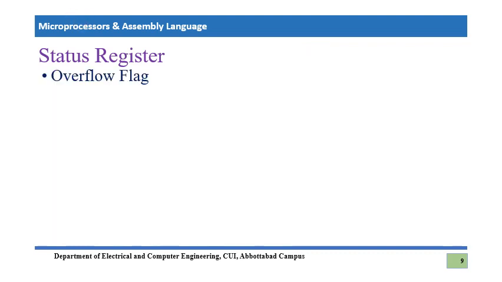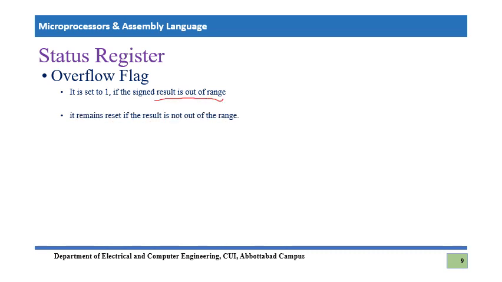In this slide we are going to discuss another important flag of the status register, which is the overflow flag, and it is set equal to 1 whenever the signed result is out of range. It remains reset, or in the form of 0, whenever the result is not out of range.